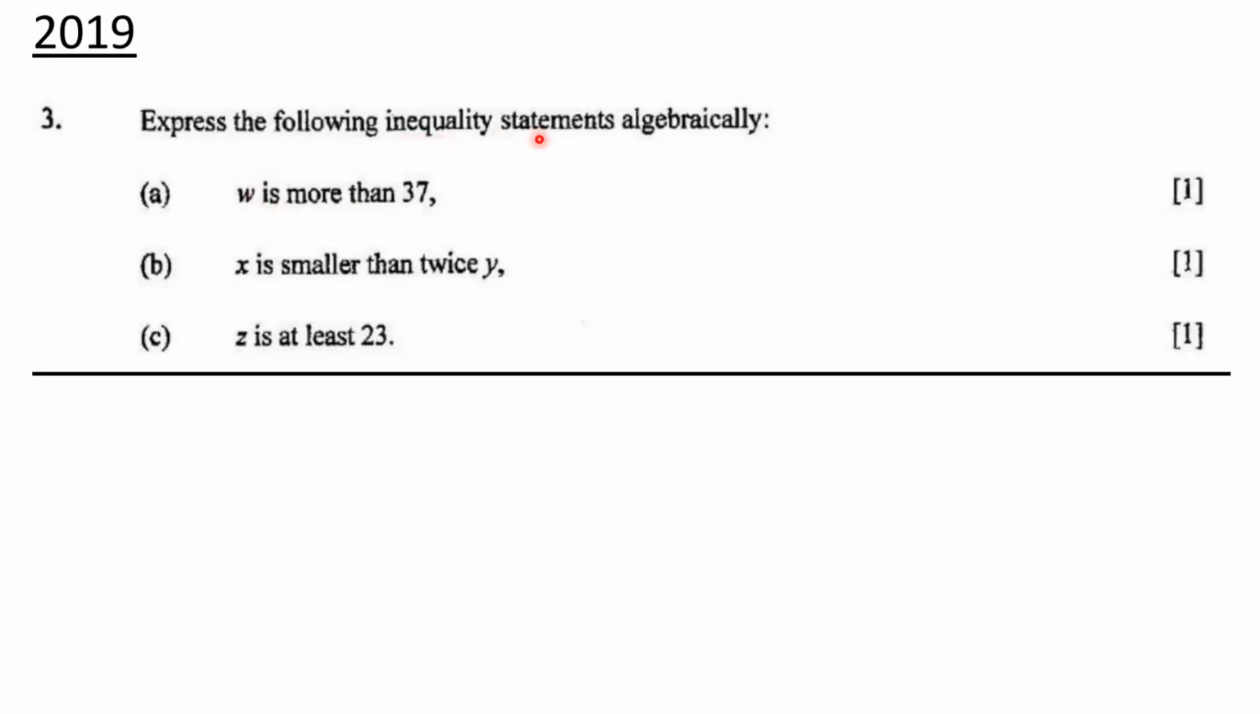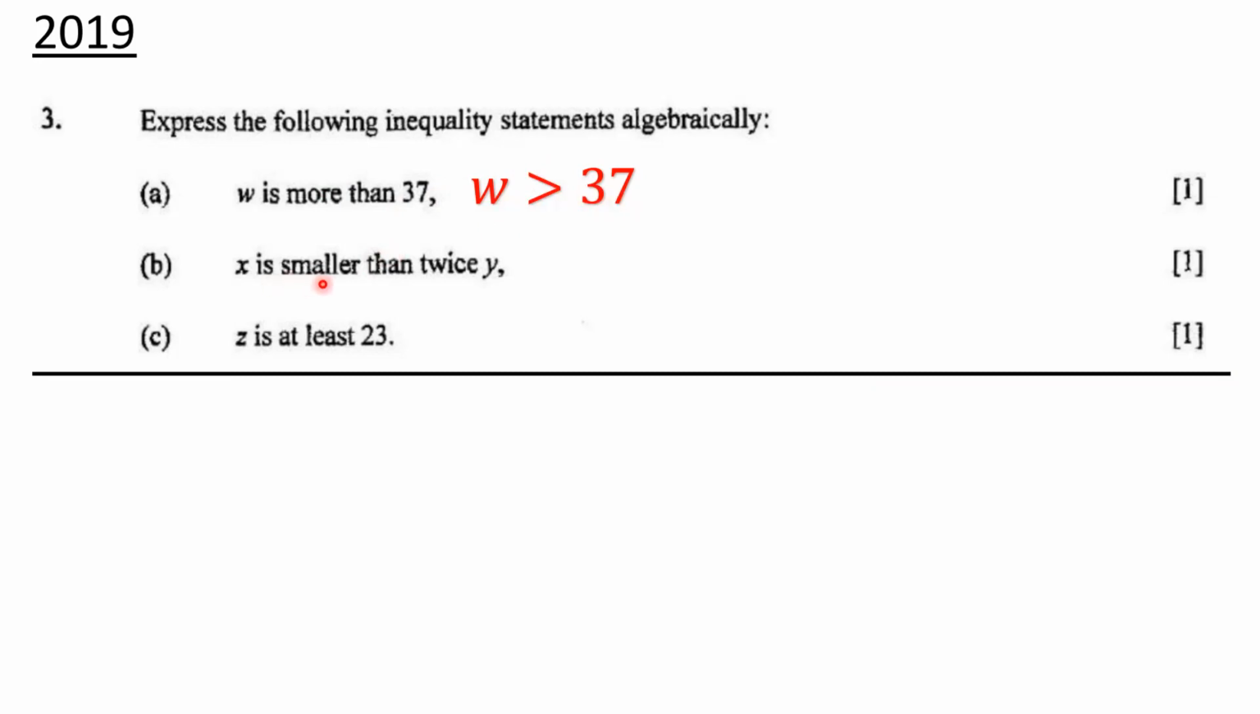Express the following inequality statements algebraically. W is more than 37. So W is greater than 37. W is not equal to 37 at all. W is more than 37. So that's how we write it. W is greater than 37.